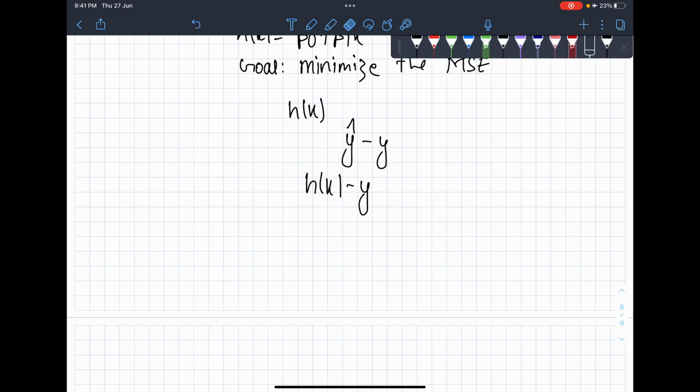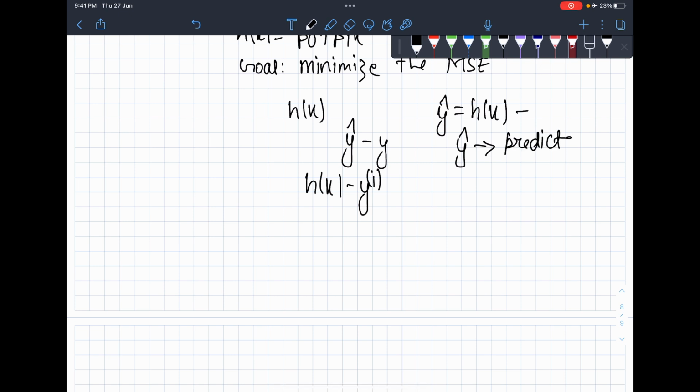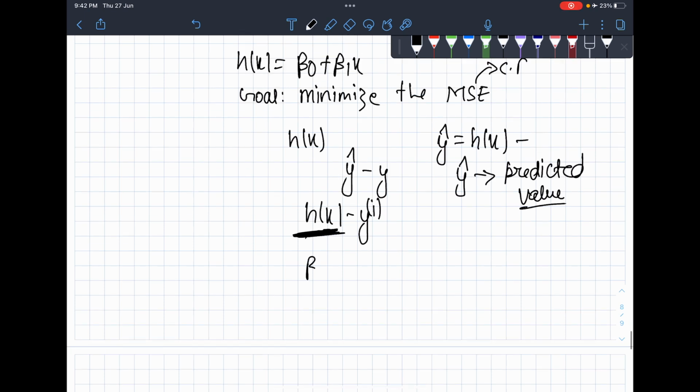Why do we subtract from the hypothesis function? Because it is actually the prediction, and the prediction is y hat, and y hat is the hypothesis function. If you subtract it from the hypothesis function, it is the same as subtracting from y hat, the predicted value. Now, if we see this function, it is beta 0 plus beta 1 x.